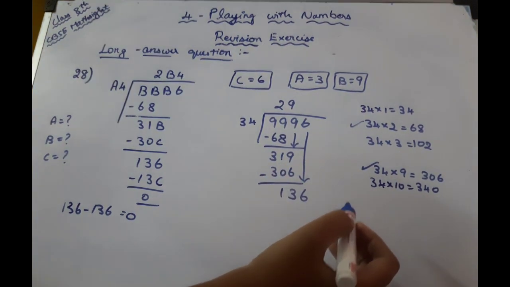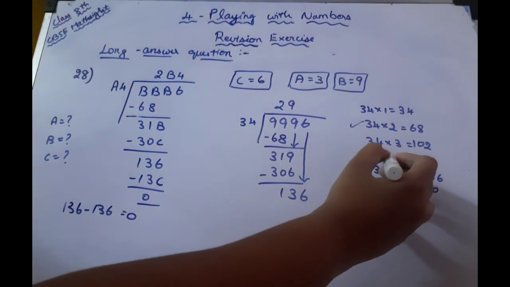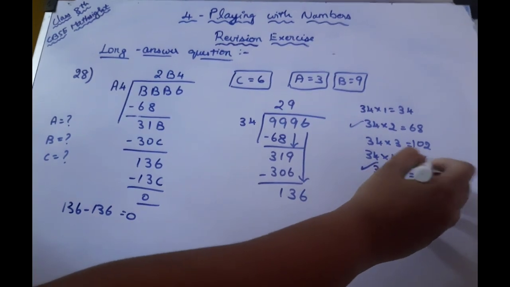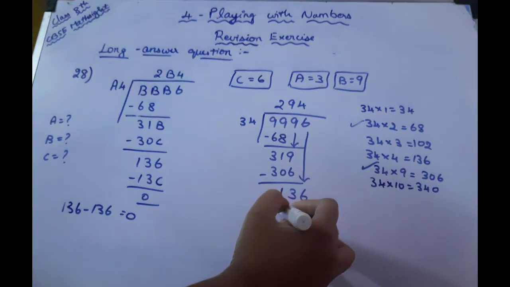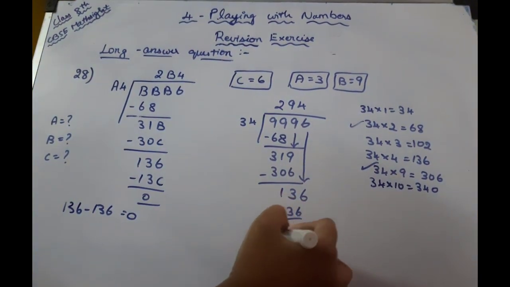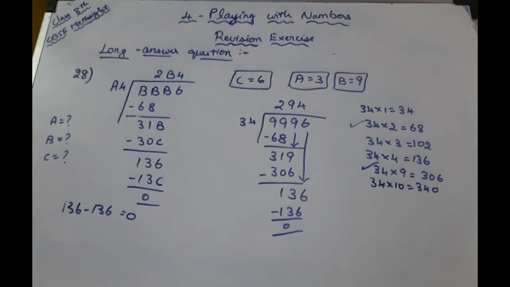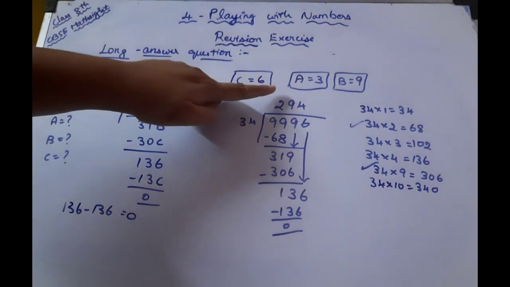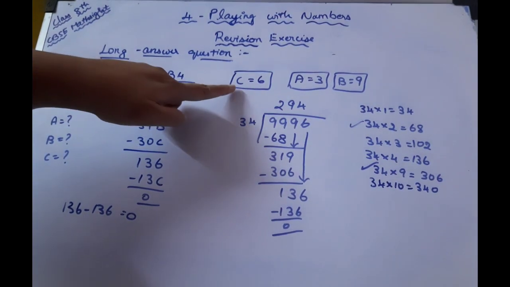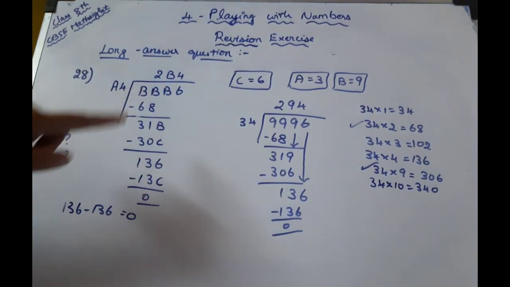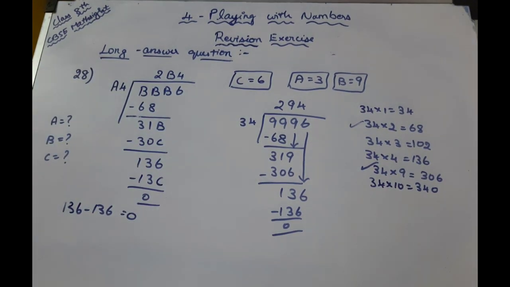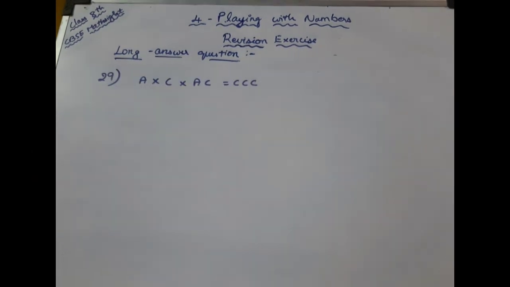So we can see 34 into 4 is 136. So 34 into 4 is 136, and finally we get the remainder as 0. So when the A value is 3, B value is 9 and C value is 6, we get the division correctly.